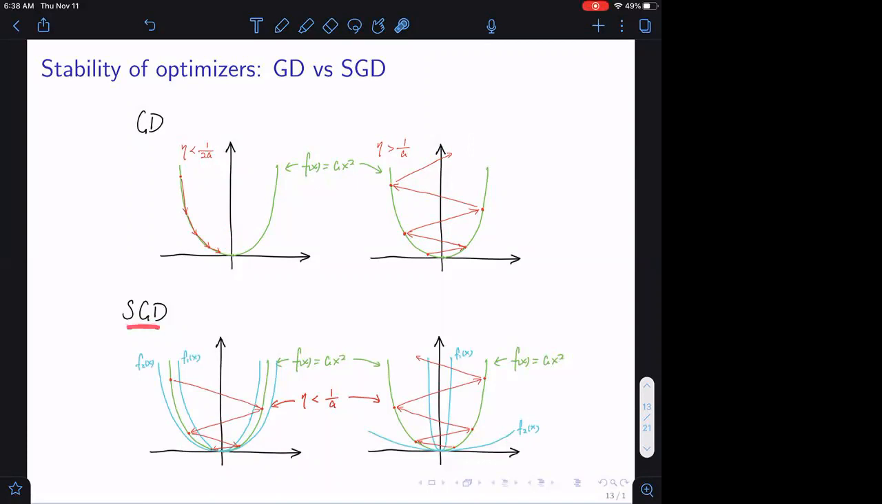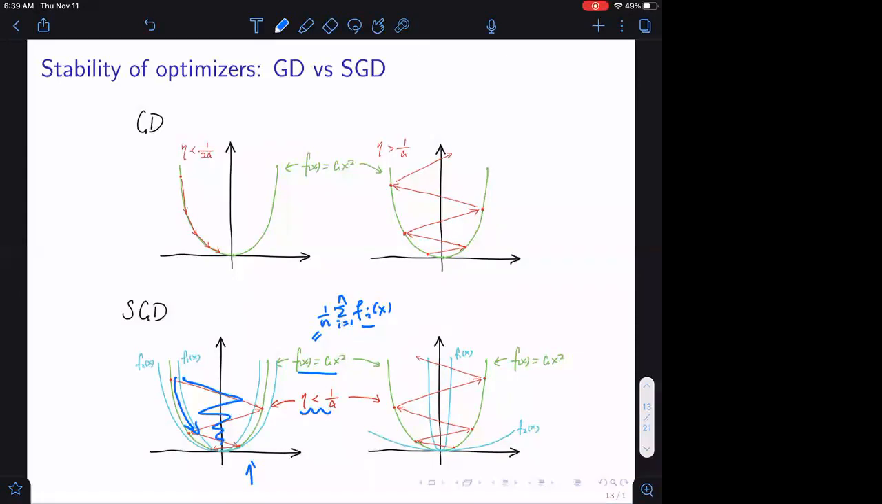Now for SGD, it is more complicated. The reason is that in SGD, even though f(x) has this form ax squared, it's actually a linear combination of a bunch of functions: 1/n summation i from 1 to n of f_i(x). So it's actually the average of a bunch of loss functions, each of them dependent on my different training data. If these f_i functions are very close to each other, like what I show on the left-hand side, then the same picture remains: if my eta is less than 1/a, it will either converge this way or bounce back and forth and converge.